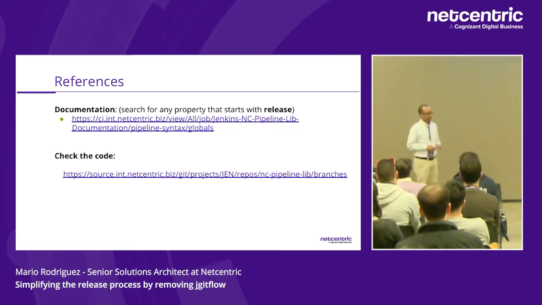If you want to know more, there is the famous pipeline syntax list of variables. If you look for anything related to release, just related to the release strategy, release, if you want to cherry pick after the release, what branch you want to merge, and so forth. And also if you want to look at the code.